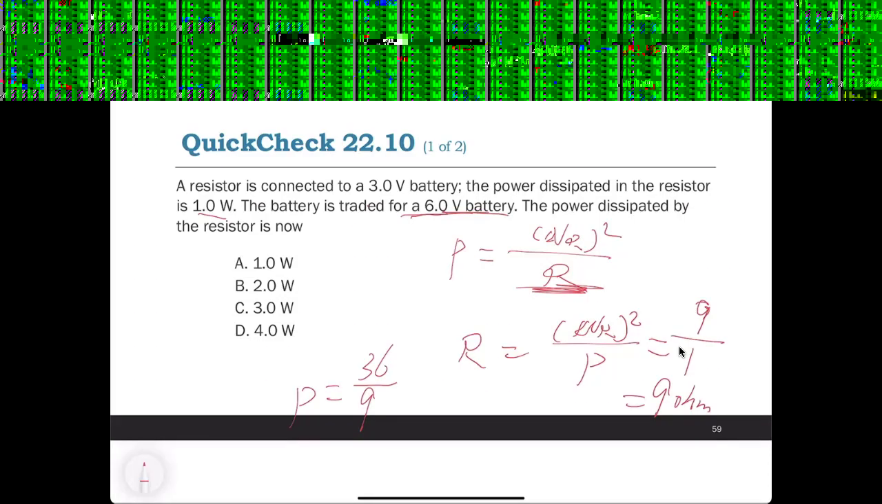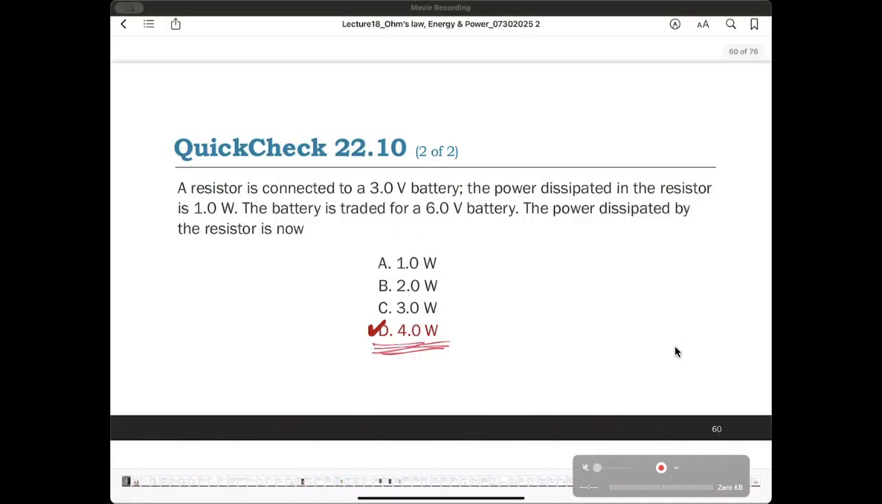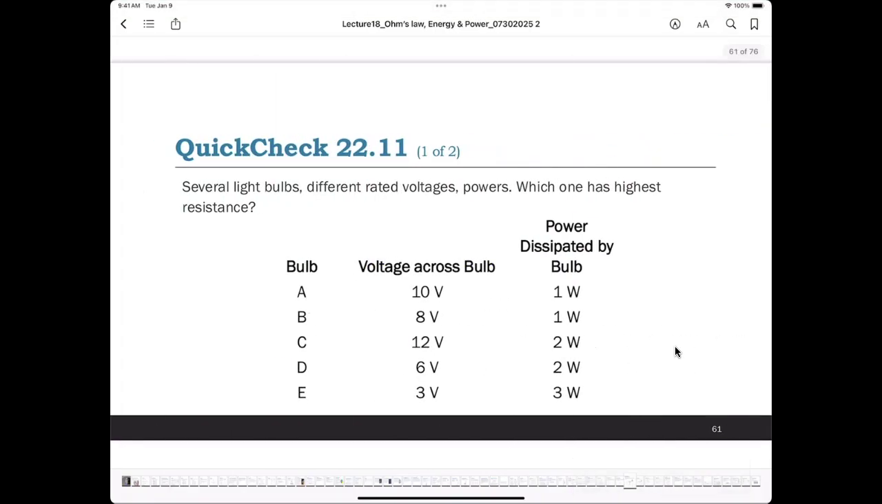Does that make sense to you? Okay, so the final result will be around 4. Does that make sense to you? Okay, let's continue to check this question.